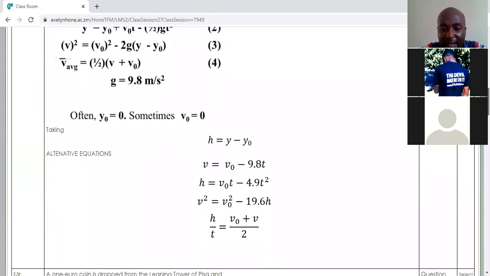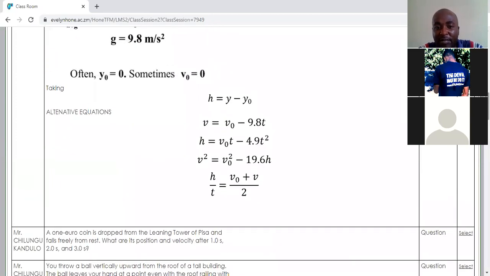So you can see it's a height, because I was noting that h is y minus y naught. So instead of writing y minus y naught, I've put h equals v naught t minus 4.9 t squared. When you're reading your book, it may be equal to y with subscripts. Why? Because the vertical motion is on the y-axis. So it's very acceptable to use that solving mechanism. I won't bombard you with any more of these.